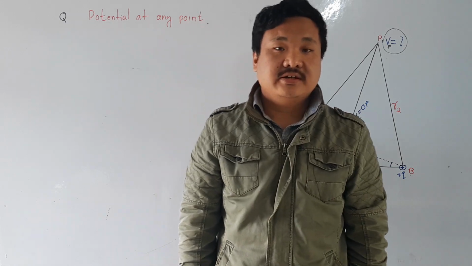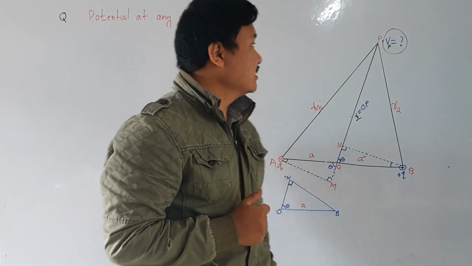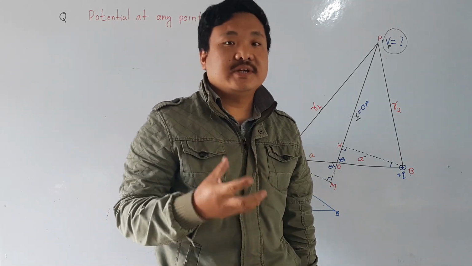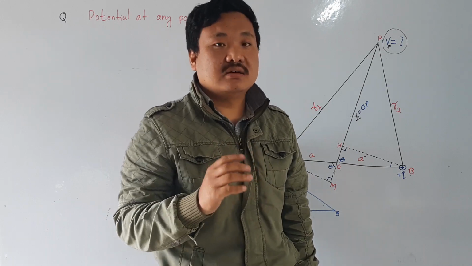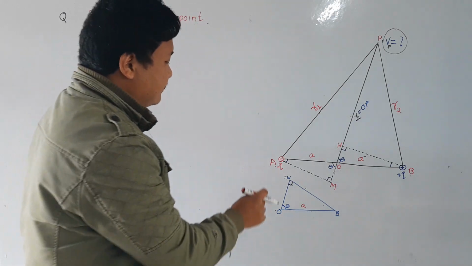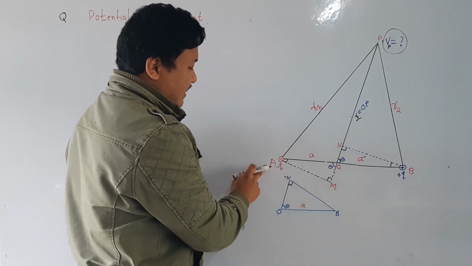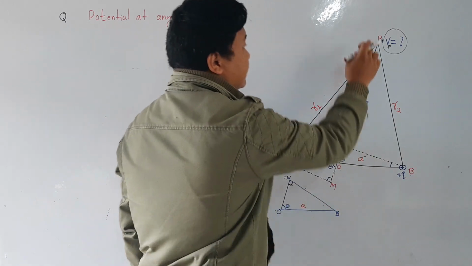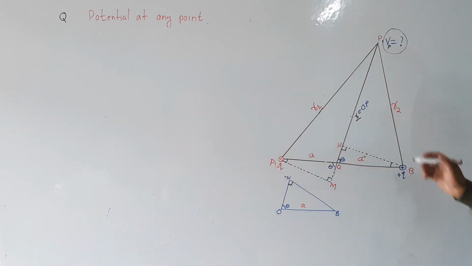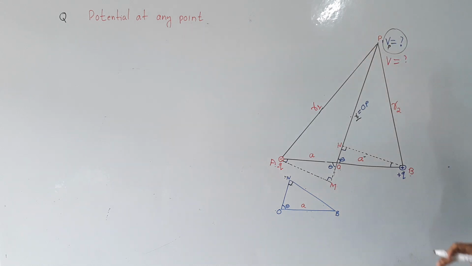Let us calculate the potential at any point P due to a dipole. This is a very easy derivation and a little bit shorter than the derivation given in the book. So this is my dipole. This is minus q and this is plus q. A and B are the points, and P is the point where I want to find the electric potential. It means how much is the electric potential at this point P.